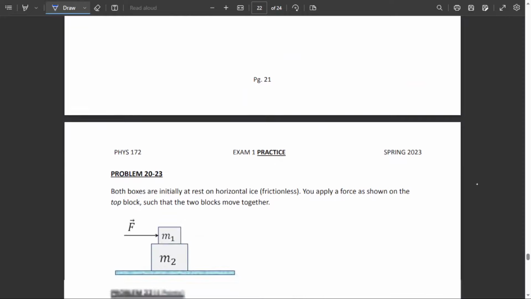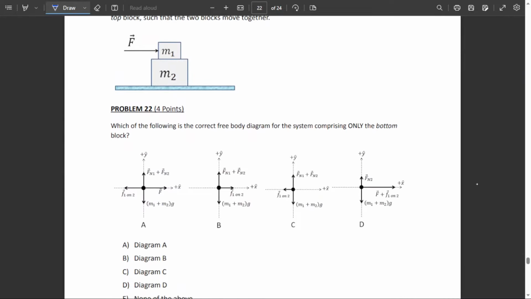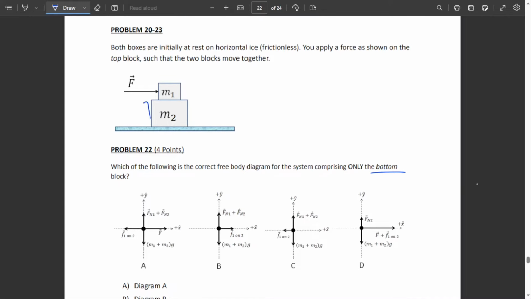Alright, next question, 22. Which of the following is the correct free body diagram for the system comprising only the bottom block? So, if we look at just the bottom block, there's going to be some similarities, some differences. We're still going to have weight. We're still going to have normal force. But the big difference is that this force F does not act directly on the bottom box. It only acts on the top box.